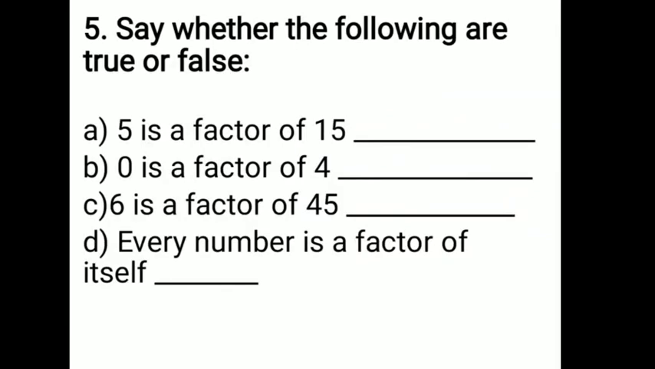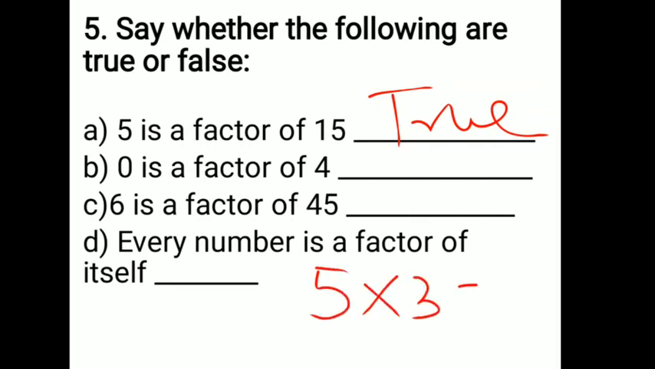Now you have to say whether the following are true or false. 5 is a factor of 15. Do you think 5 is a factor of 15? Yes. So instead of writing yes, you will say true. Why? Because in the table of 5, you will get 5 into 3 is 15. So 5 and 3 both multiply to give 15. If the question was whether 3 is a factor or not, you could have said yes, 3 is also a factor of 15. Alright, I hope you have understood this.